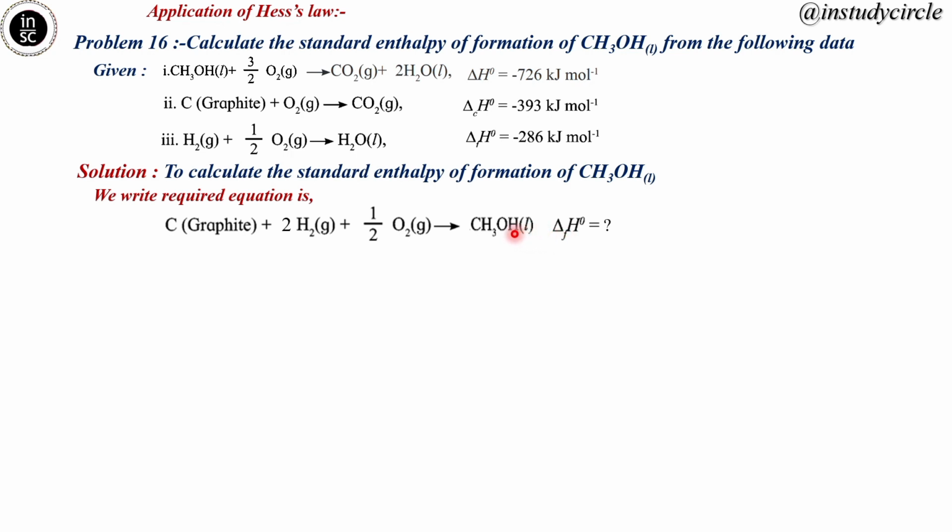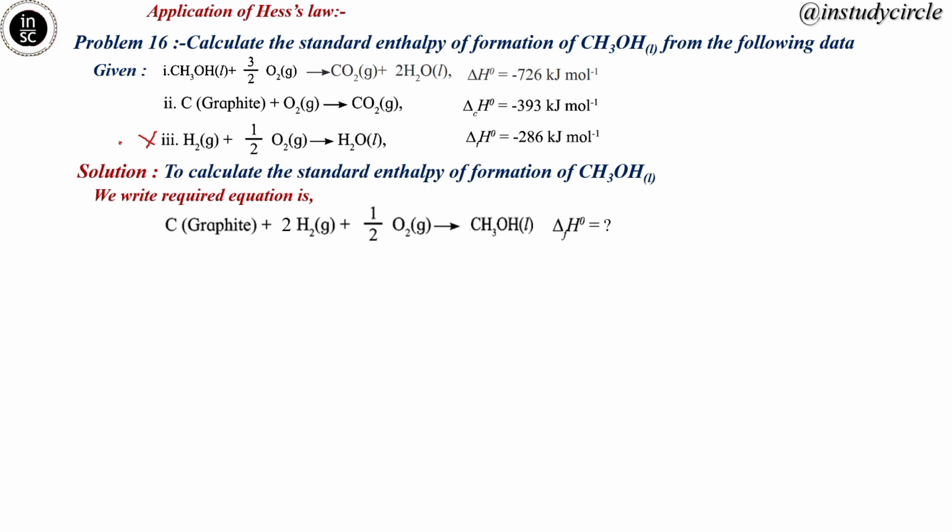अब पहले इसे एनालिसिस करेंगे from the given data. Look at the required equation. In this equation, methyl alcohol is present at the product side, but in equation number 1 in the given data, it is present at the reactant side. So हमें पहले ये equation number 1 इसे रिवर्स करनी होगी। और दूसरा, required equation में 2 moles of hydrogen दिए हुए हैं, but in equation number 3 there is only 1 mole of hydrogen. So we want to multiply equation number 3 by a factor of 2.